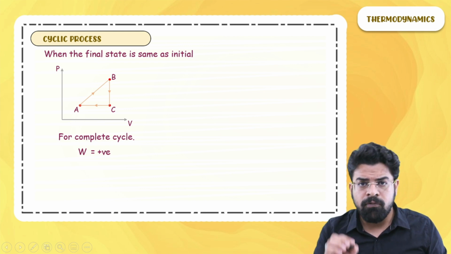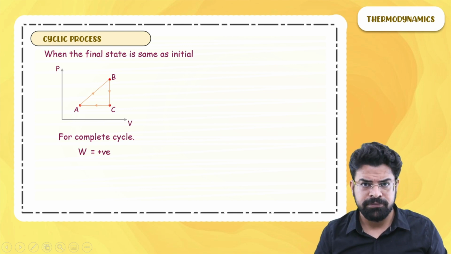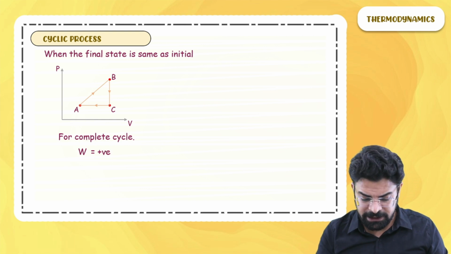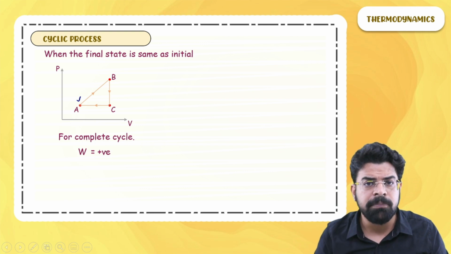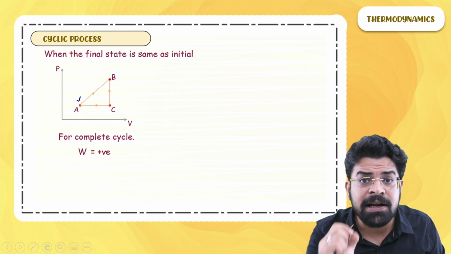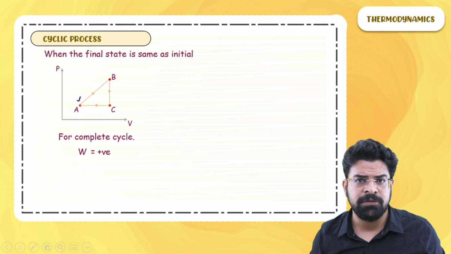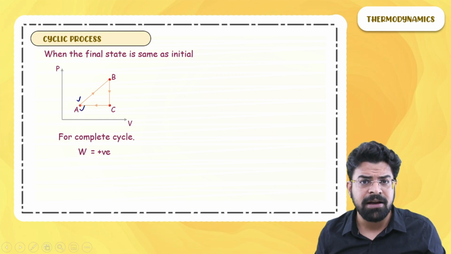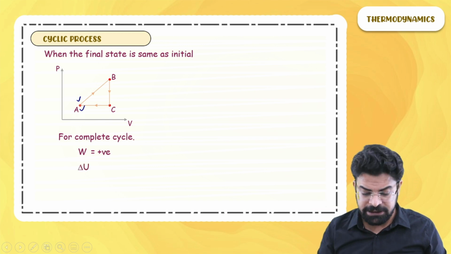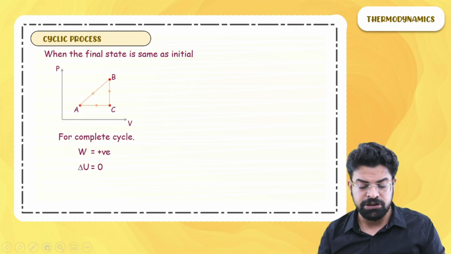Now, what can we say about internal energy? Since you start from the state A and come back to the same state on completion of the cycle, and we know that internal energy is a state function, the final temperature on reaching A is the same as the initial temperature at A. So for the complete cycle, the change in internal energy is 0.